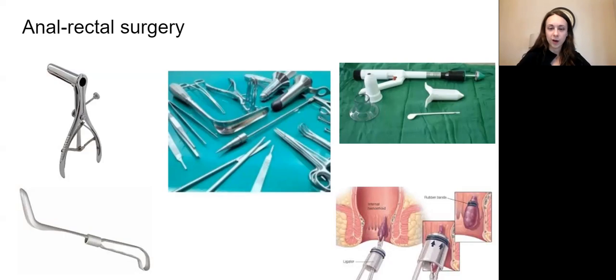Okay, so anal rectal surgery. I went over some of these instruments in the classroom. I just want you to be able to recognize them. And then I've got a picture of your hemorrhoid banding over here, and I will go over that because that's a common case. So after your stoma types, let's go to page 441, anal rectal pathology.